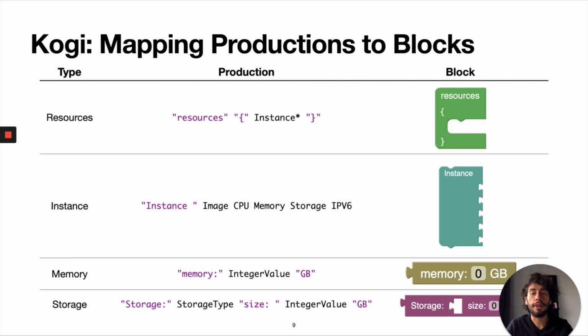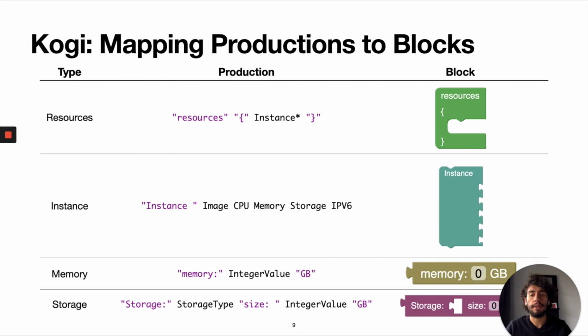Okay, so now let's have a look at how we create this block-based environment. Kogi makes a mapping between production rules and blocks. In the first row, we see the definition of a resource. A resource is defined as a list of instances. In the block representation, a list of instances is represented with statement inputs. In the second row, we see the definition of an instance, and an instance is defined by 5 non-terminals. Therefore, in the block representation, we have holes for 5 different blocks.